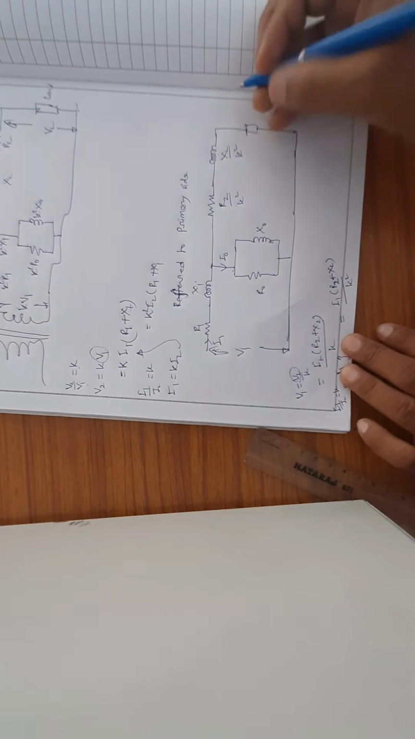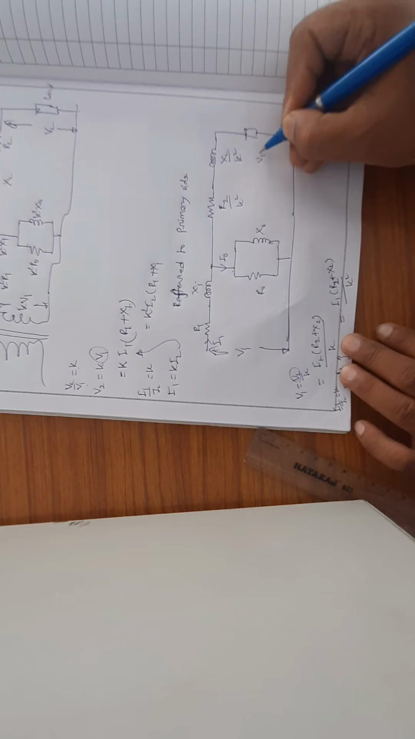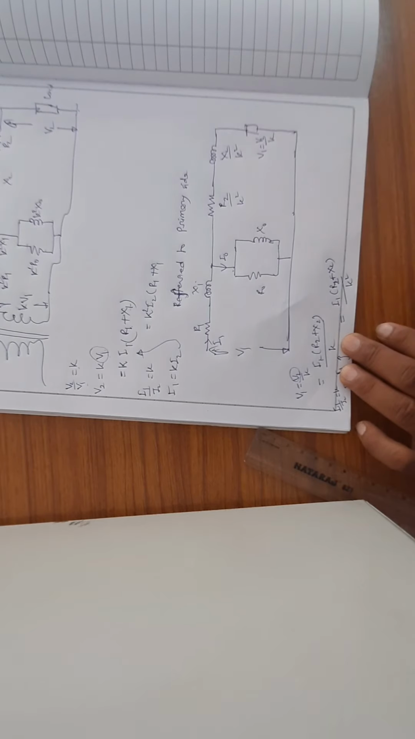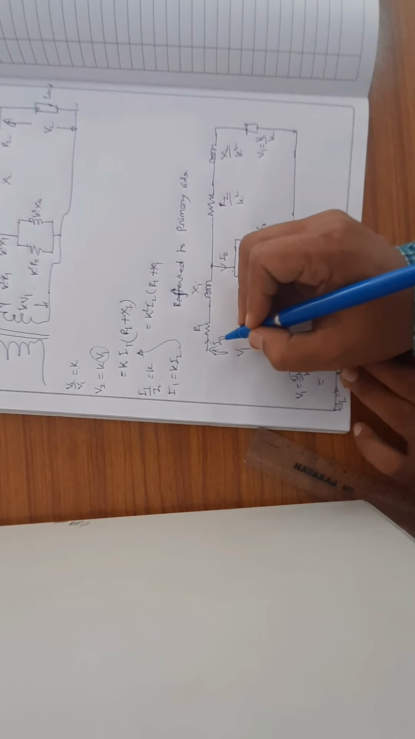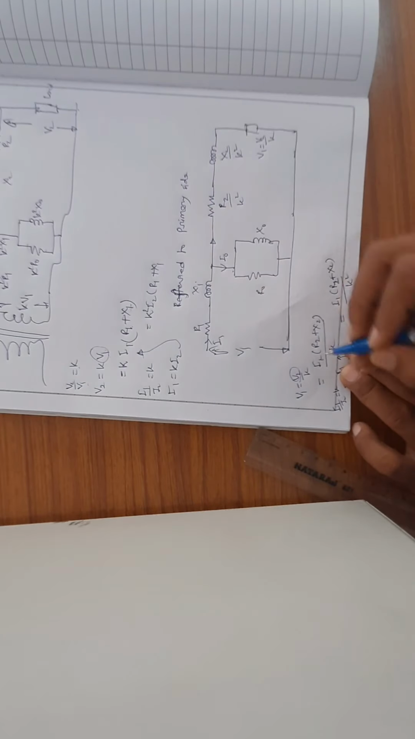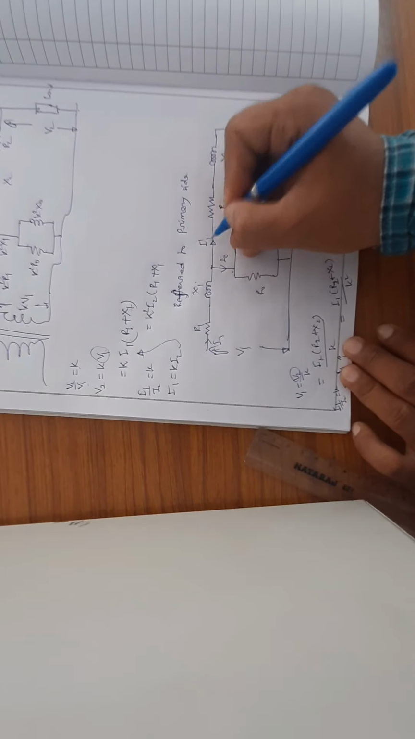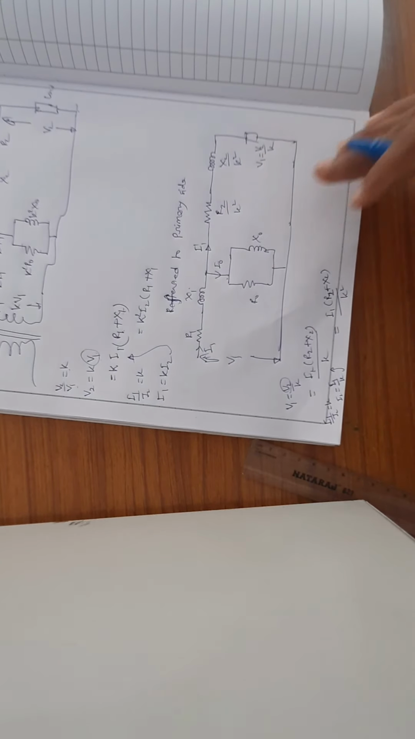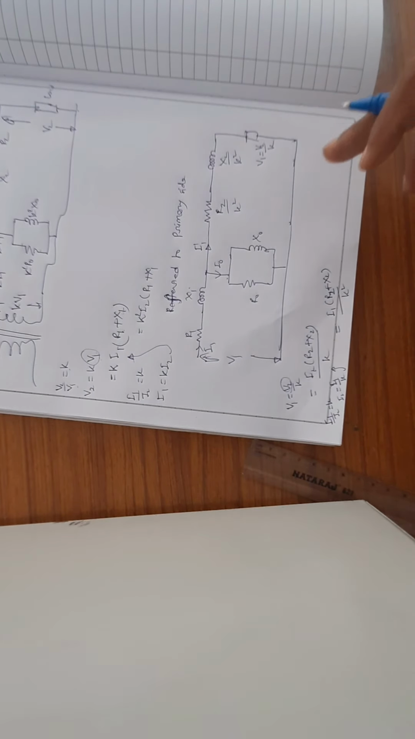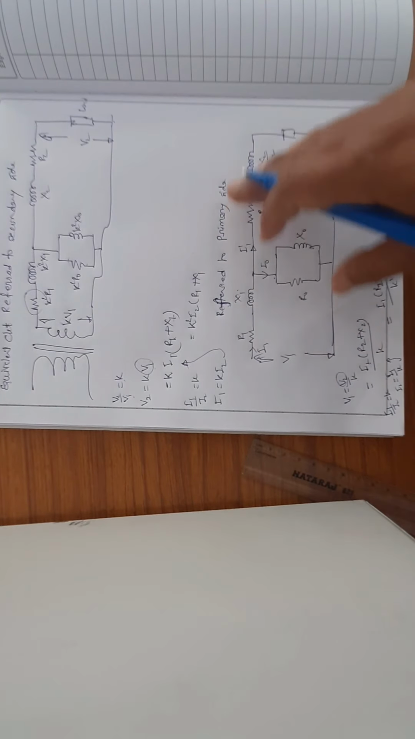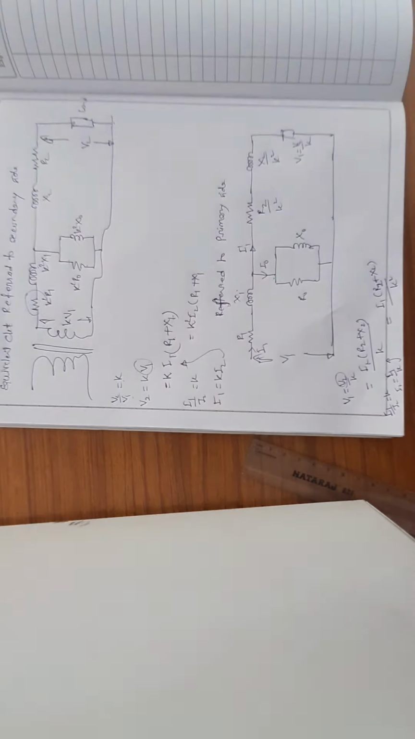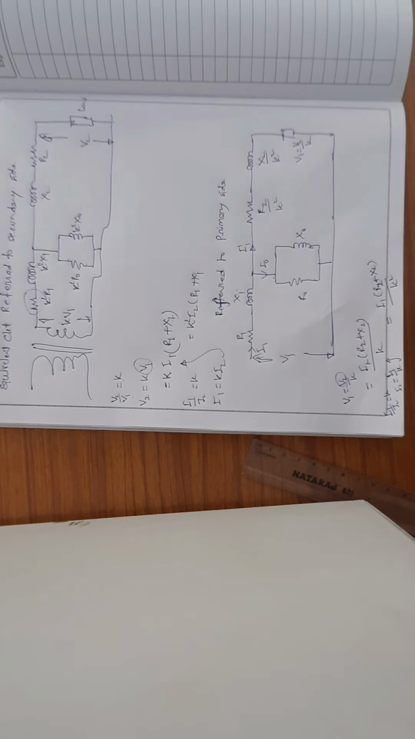Voltage V1 equal to V2 upon K. Current is I0, this current is I1, this is called I1. This is the phasor diagram. This is the equivalent diagram of a transformer referred to primary side and referred to secondary side. Okay. The third topic is auto transformer.